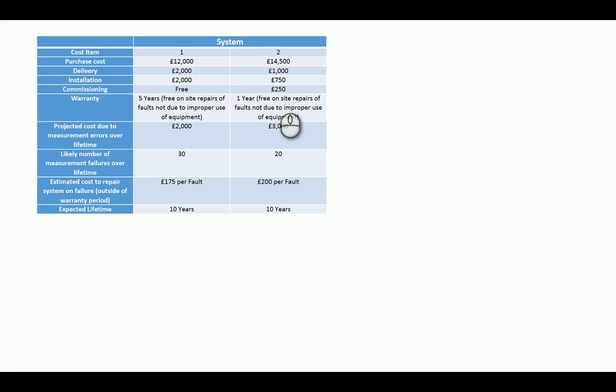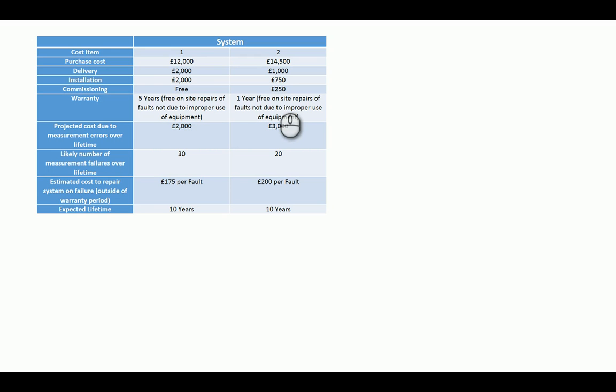So as an example, we're going to be comparing two systems, System 1 and System 2, just the left and right hand sides of the right part of the columns here. Down the left is each of the individual cost items. You've got purchase cost, which is basically your initial outlay, 12 grand and 14.5 for this particular example. Delivery, two different prices for delivery, installation costs, and so on. You can read them yourselves. The bit we're concerned about that makes things a bit difficult and different, I suppose, is the warranty period and the likely number of failures and the estimated cost to repair.